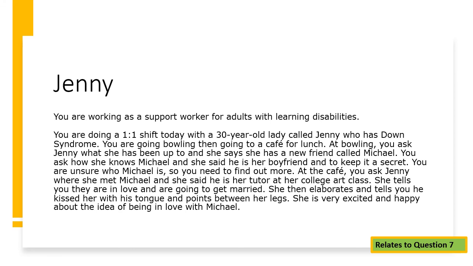At the cafe, you asked Jenny where she met Michael, and she said he is her tutor at her college art class. She tells you that they are in love and are going to get married. She then elaborates and tells you he kissed her with his tongue and it points between her legs. She is very excited and happy about the idea of being in love with Michael.